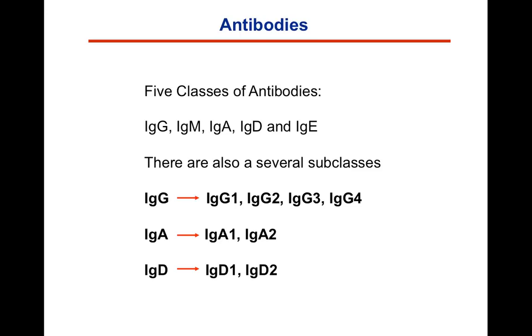These classes are designated G, M, A, D, and E, and there's no real reason why there is this nomenclature. I have no idea, but suffice it to say that there's IgG, IgM, IgA, IgD, and IgE. Each of those is immunoglobulin G, immunoglobulin M, immunoglobulin A, immunoglobulin D, immunoglobulin E. There are also several subclasses, referred to with 1, 2, 3, and 4. So there would be IgG1, IgG2, IgG3, for example, and IgG4.